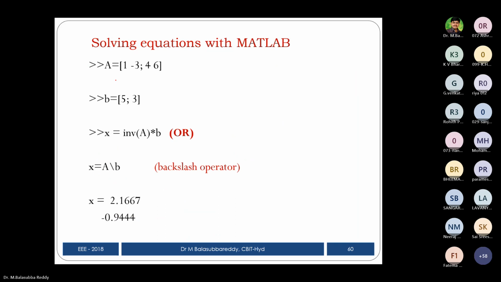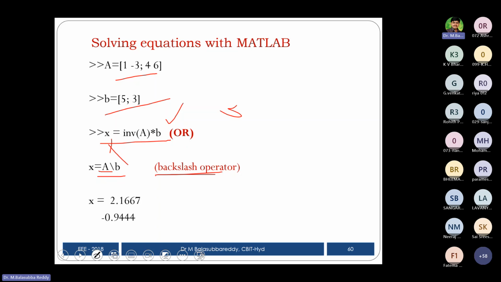Now you can see A coefficient is given, B coefficient is given, x is equal to the inverse of A into B, that will give the answer. Or, as I already mentioned, backslash. So with backslash, what we'll do is that slash will be A by B. If I write it, it will take it as B by A. That's why without inverse also you can straight away write that. So that is the way we are able to get it.